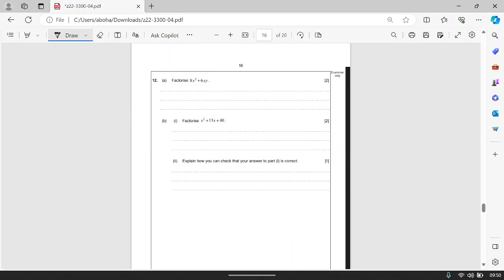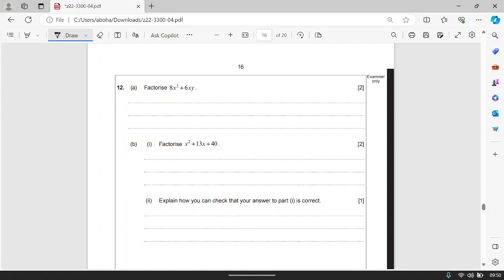Question 12, we have to factorize. Okay, so it doesn't actually say fully factorize, but we will fully factorize it anyway. Because what some students do is they just pull out a 2. Oh, actually, I've just realized I'm being really dumb. There's only one way you can do it anyway. Okay, so look at the numbers first. What's the highest common factor of 8 and 6? And the answer is 2.